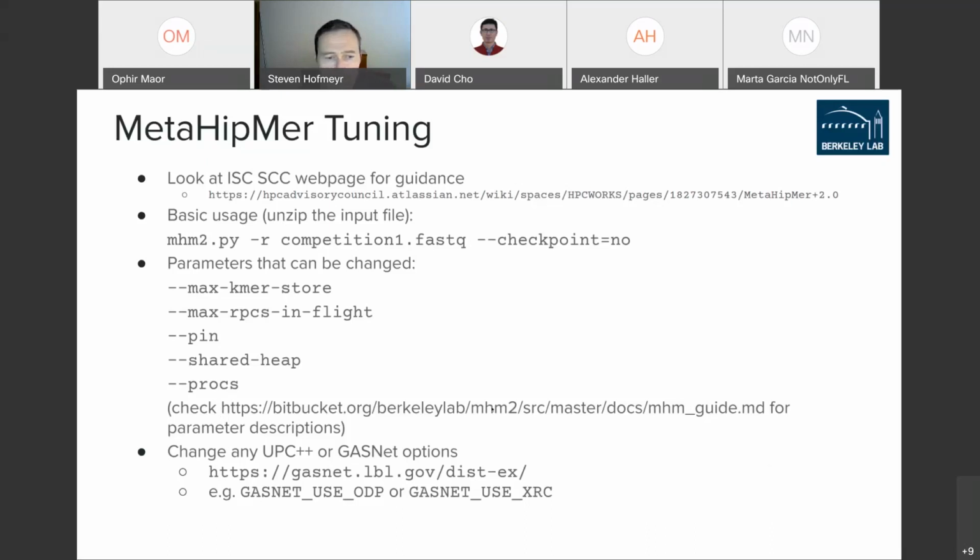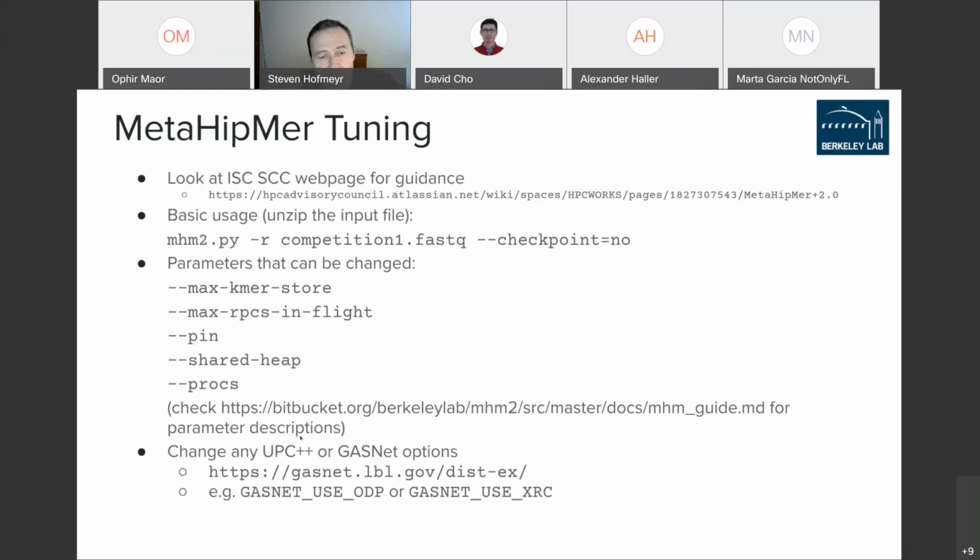And so this link is also on the web page, but basically you can look at our guide for more information about the various parameters. And as I say, these are the only ones that you really should be playing with. You should leave the others alone, because the other parameters may well affect the quality of the assembly, and we don't want the quality to be changed. I'll talk a little bit more about that in another slide.